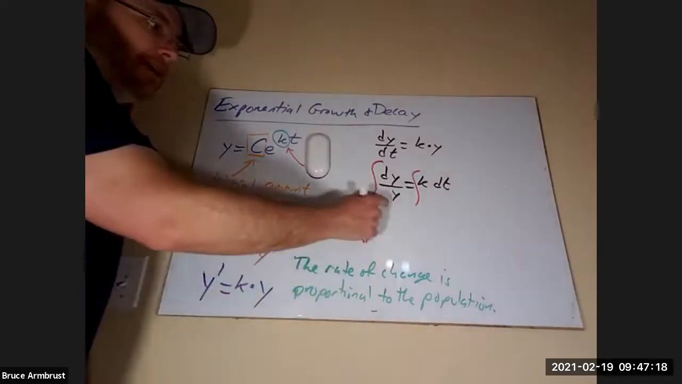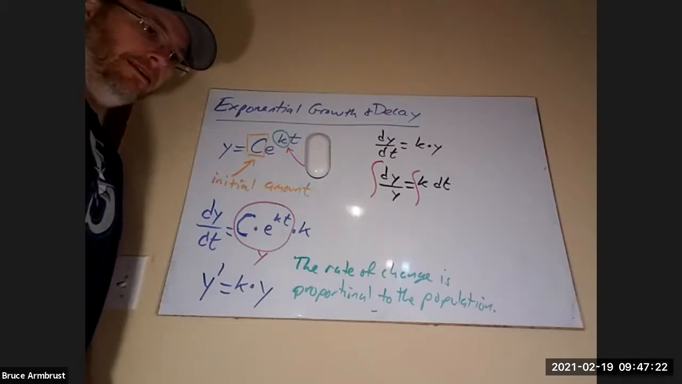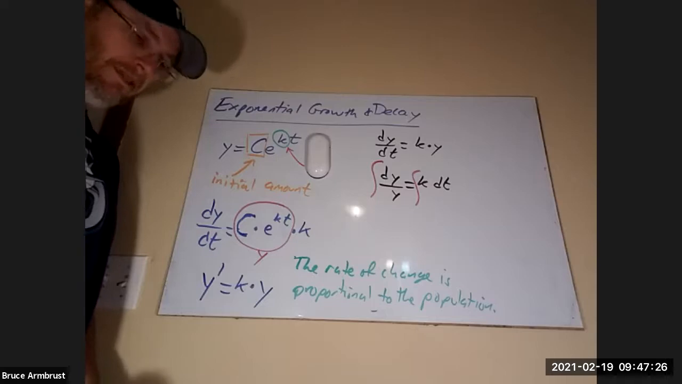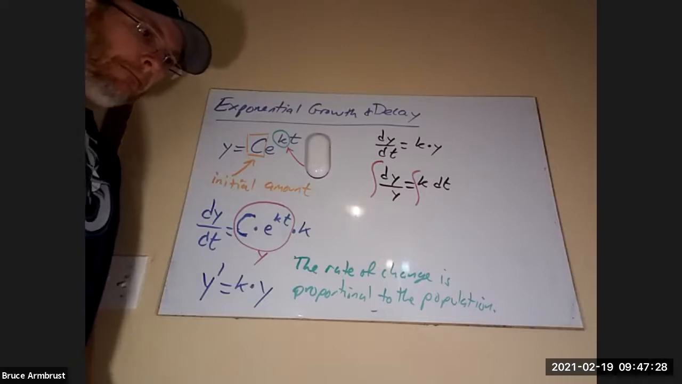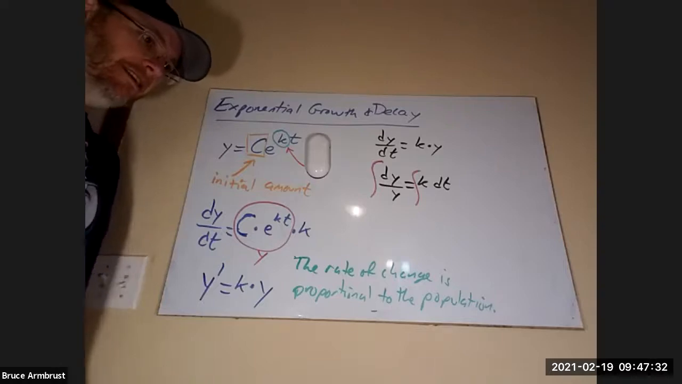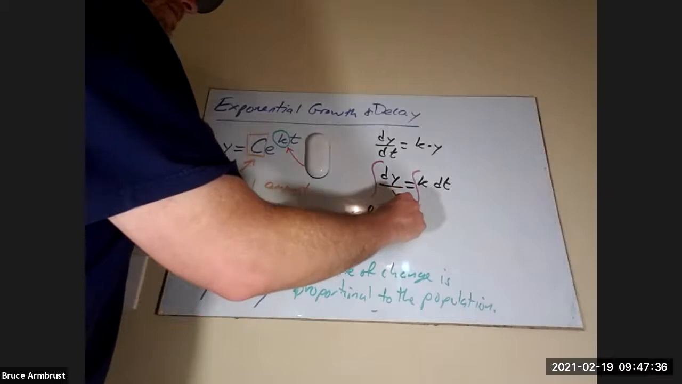So let's think about the left. What do you get when you integrate dy over y? You've seen that form before. What does that give you? All right, good. It's natural log. Thanks, Adam. So this is going to be the natural log of y.